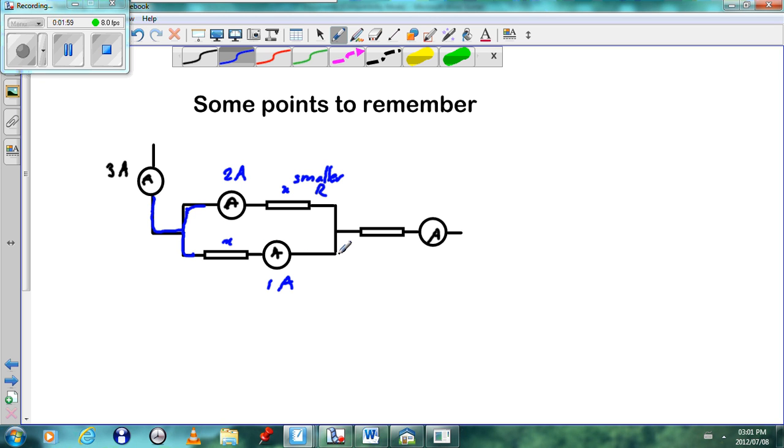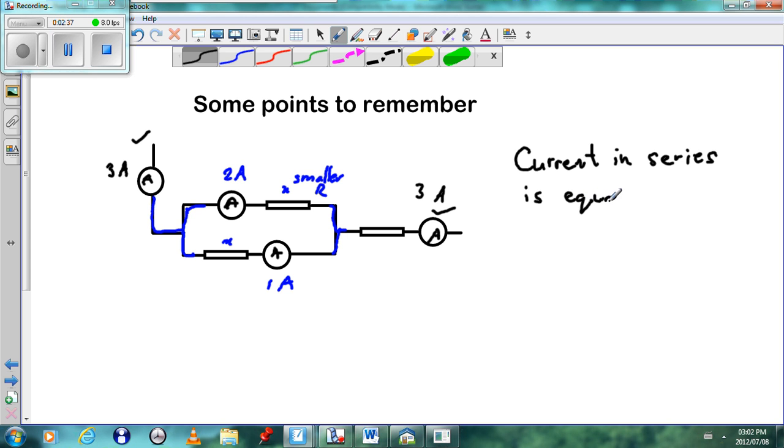And as we see that the current comes to this point here, 2 amperes and 1 ampere will come here, then the current going through this resistor and this ammeter will again be 3 amperes. So from here we can have a specific rule. If you look at current in series, the current in series is at this point and at this point. We can say that current in series is equal, because in our case they're both equal to 3 amperes.